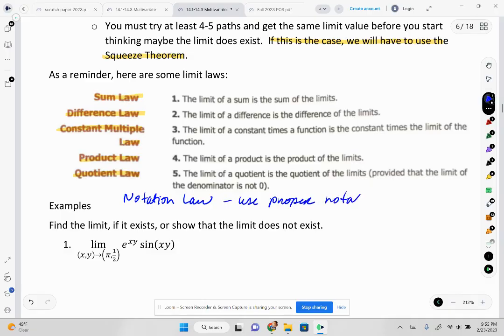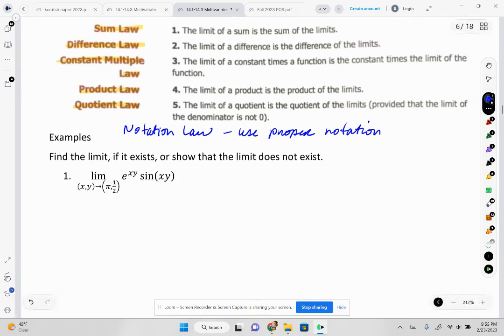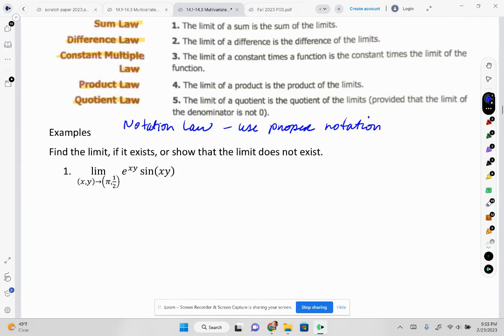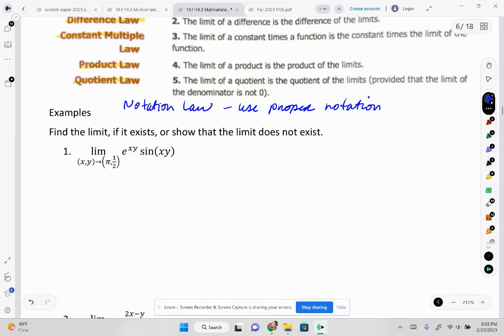I know that in Calculus 1, it was very tempting to drop the limit before you've evaluated, or you already evaluated and you're still writing the limit. So we've got to practice proper notation. Okay. In these examples, we're going to find the limit if it exists, or we're going to show that the limit does not exist. In every single case, we should always try direct evaluation first.